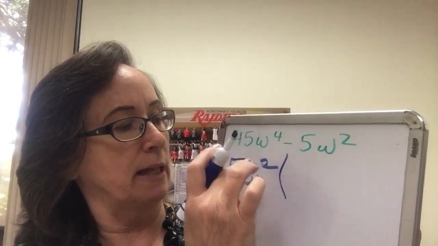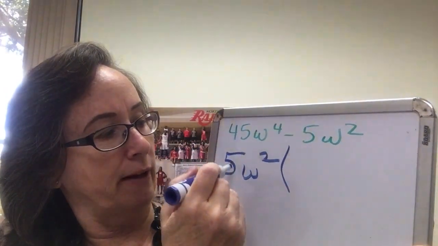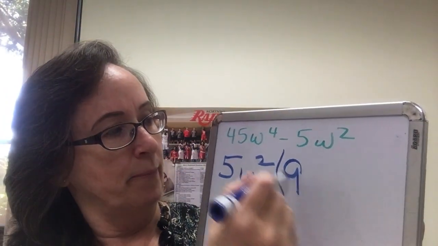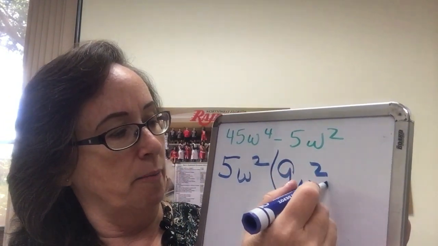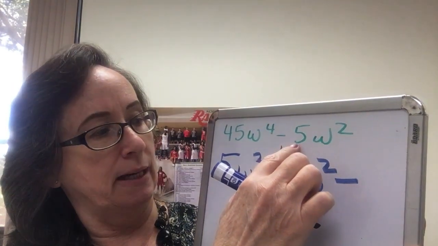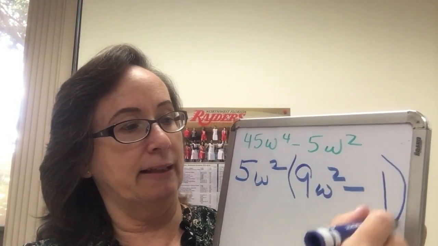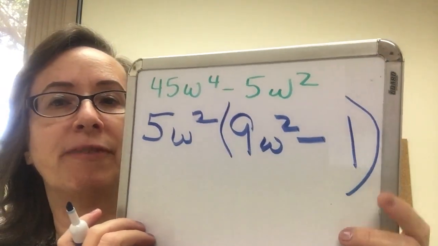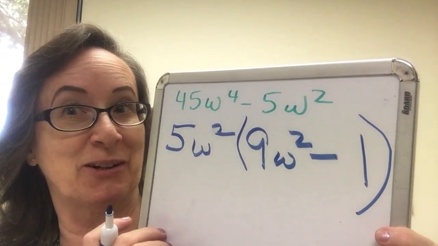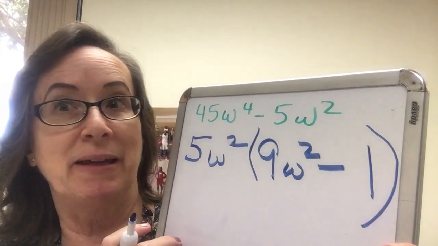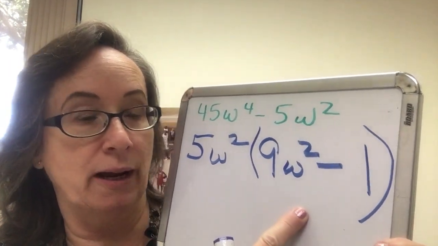And then once I pull out the w squared and the 5, I end up with 45 divided by 5 is 9. W to the fourth divided by w squared is w squared, minus, now this one is just going to be a 1. Okay, now look at that very carefully. That factor, 9w squared minus 1, is one of our special factors, and it can be factored again because it is the difference of two squares.